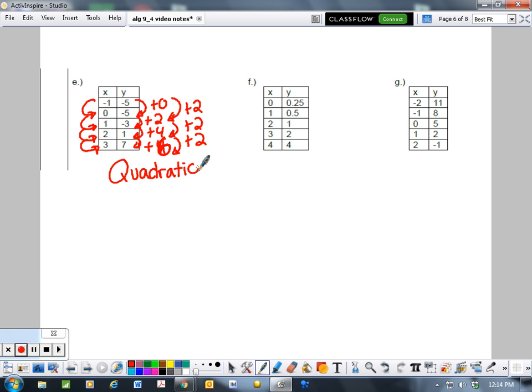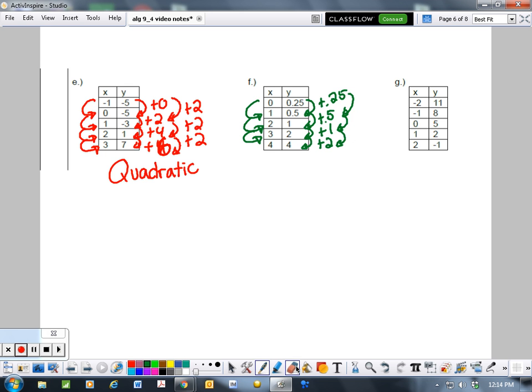Okay, so let's look at our next one. Common. Yep. We're good here. Let's see, I add 0.25, I add 0.5, I add 1, I add 2. I'm seeing the same pattern over again when I look at the second differences.